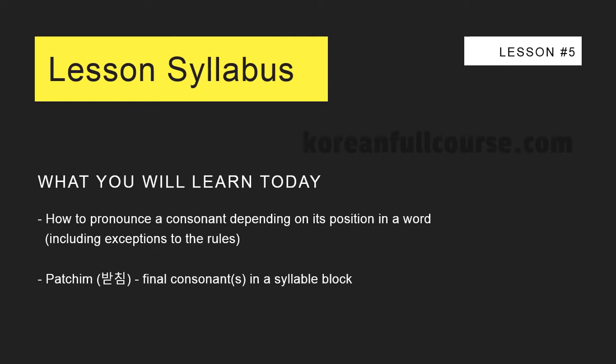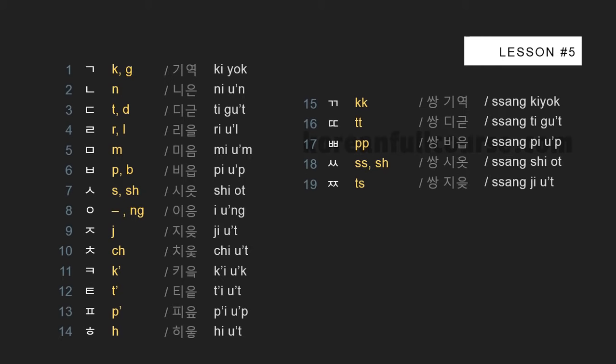First, let's find out how to call each Korean consonant, since I'm going to refer to their names throughout this lesson. The first letter is called gyok, nyun, jigut, ryul, miyum, biyup, siot, iung, jiut, chiut, kyuk, tiut, piyup, hyut.